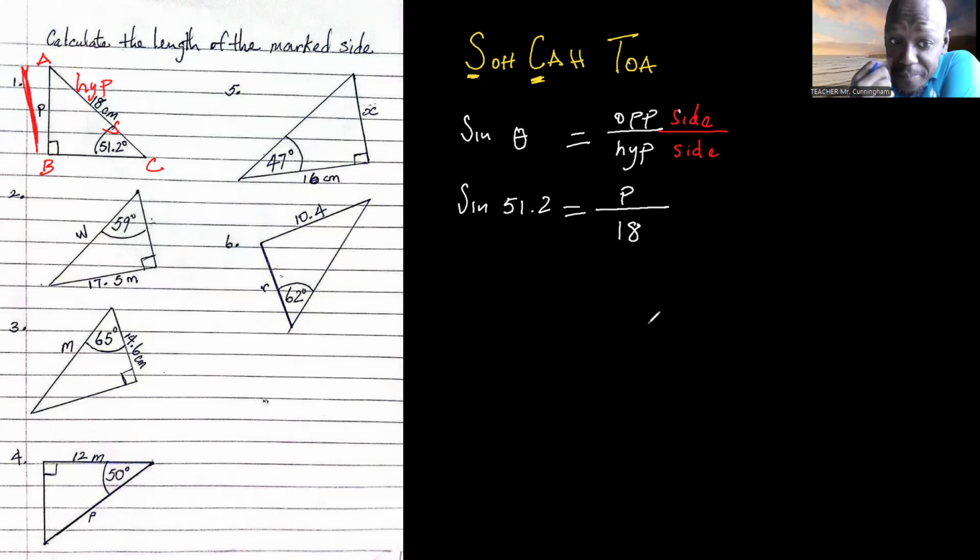Because it's opposite the angle. So why is it called the opposite side, Ezekiel? Because it's in front of the angle. Correct. Okay, Carrison.